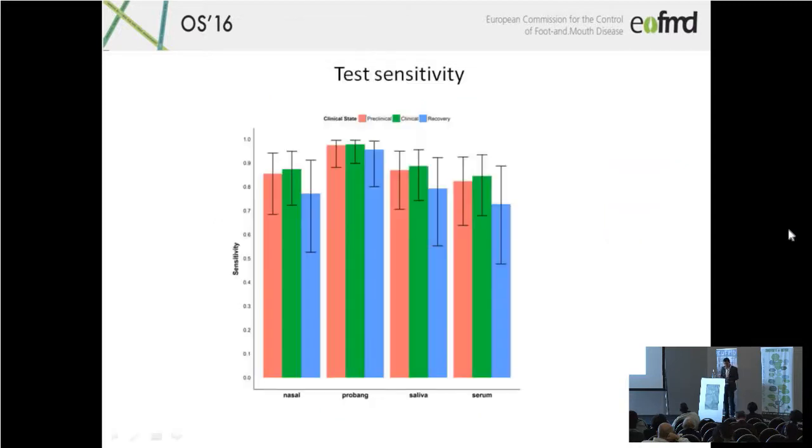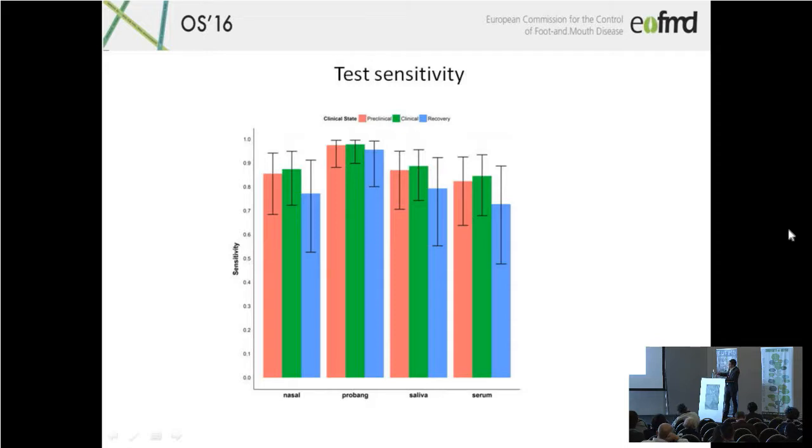So let's show some results of trying to use some sampling methods we usually use during our studies, using nasal swabs, probang samples, esophageal samples, saliva swabs, or serum samples. What we try to do is check the sensitivity of these sampling techniques during the preclinical phase. Here you see the sensitivity in the preclinical phase, clinical phase, and early recovery.